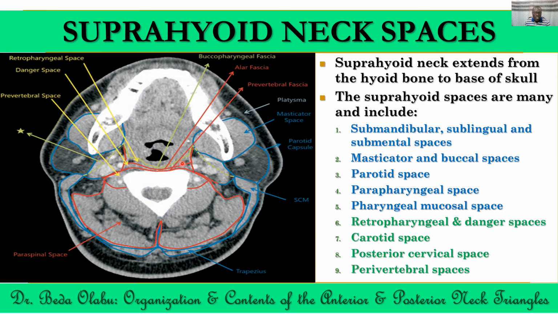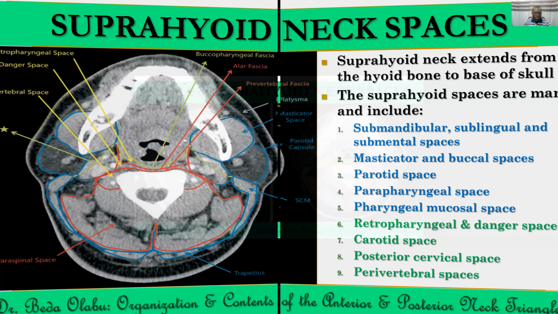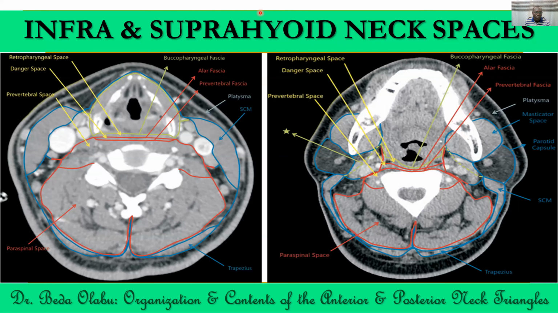And of course, the spaces which continue from up down, you can also see them here. The danger space, the retropharyngeal space, the prevertebral space, the paraspinal space, you can see them there. And the posterior cervical space, you can also see there. Maybe this image will also be important to try to compare the two: the infrahyoid neck spaces on your left and suprahyoid neck spaces on your right.